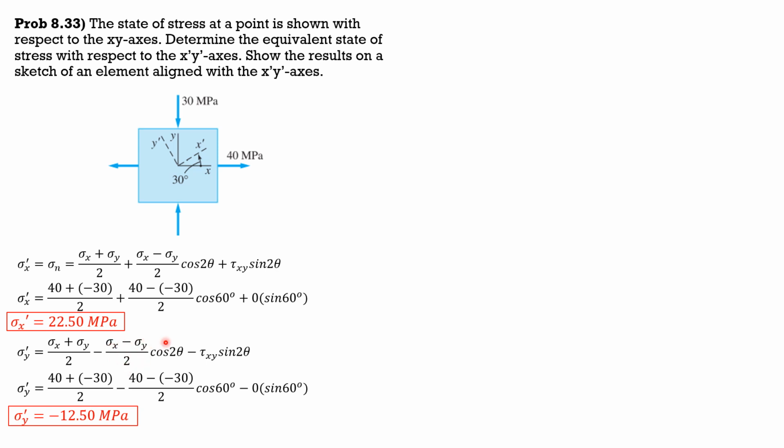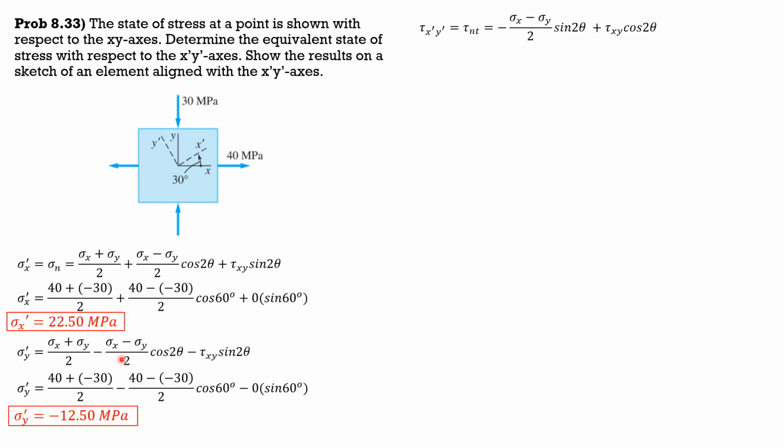Finally, for tau x prime y prime or tau normal tangential, it is equal to negative of quantity sigma x minus sigma y over 2 sine 2 theta, then plus tau xy cosine 2 theta.